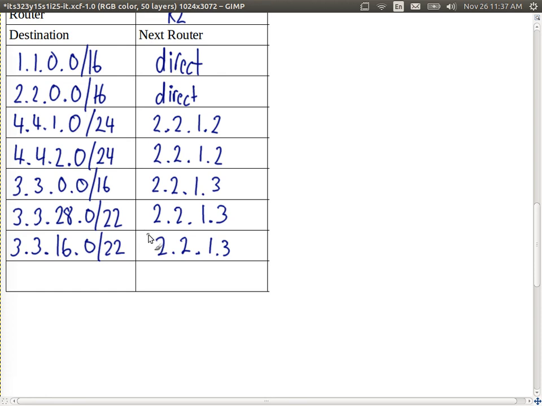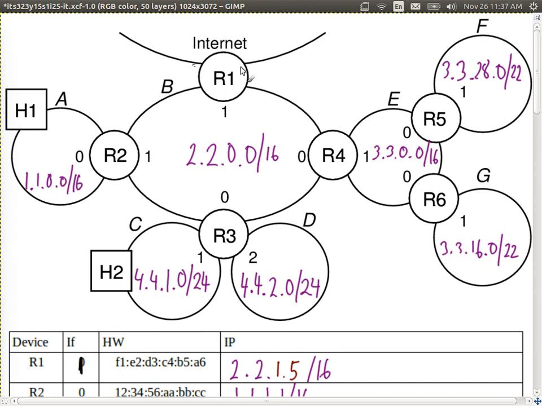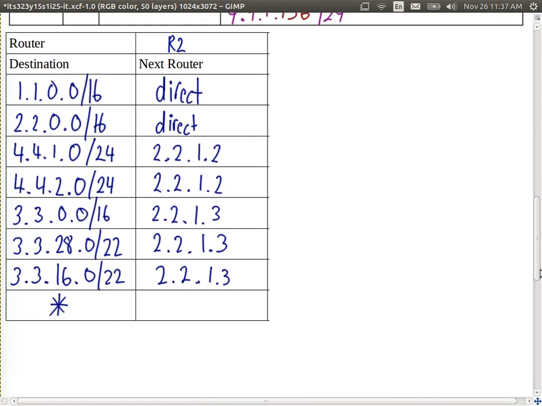And to reach the rest of the world, anyone out on the internet, I'll use a special case for any other destination. Send to R1, interface 1. That is, anyone out here, send to R1 interface 1, which I chose as 2.2.1.5. Everyone get that? Or similar if you have different IP addresses?